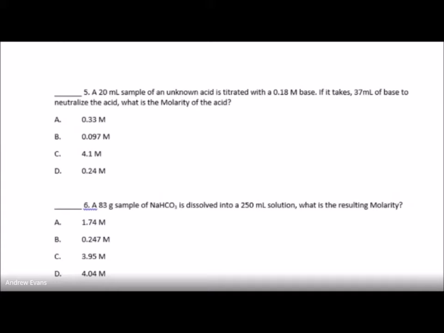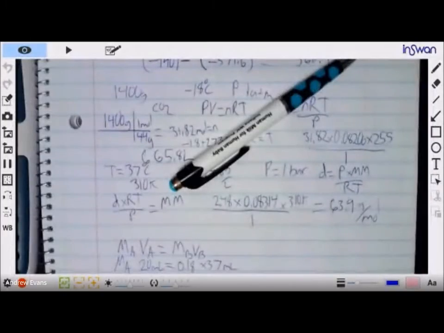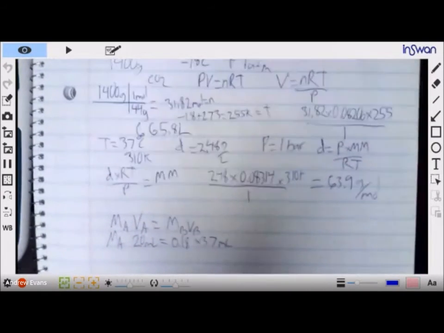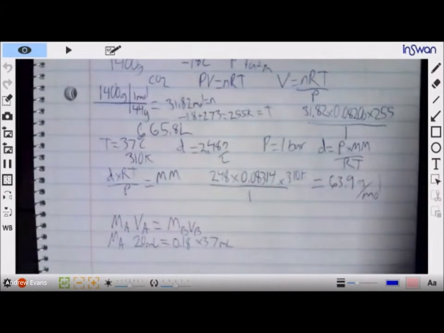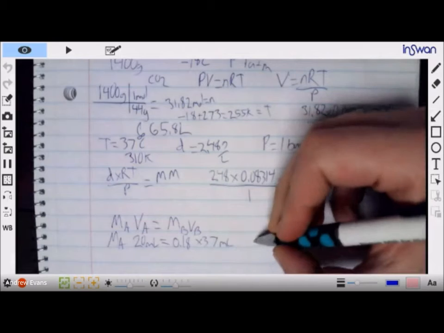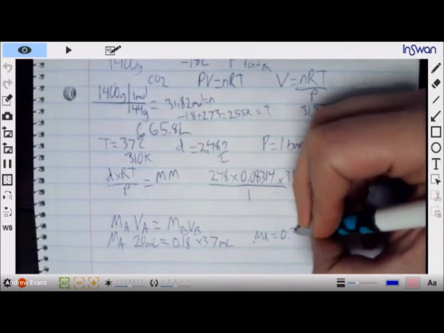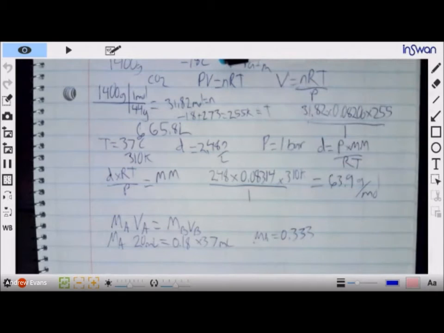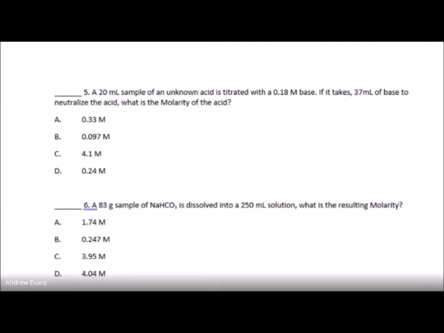We're given 20 mils acid. We're given 0.18 molar base, and I'm told that 37 mils of base. So we're solving for our acid. Now to do this, you would say 0.18 times 37 divided by 20. You do that, your MA should be 0.333, which happens to coincide with answer A, or close enough to answer A.